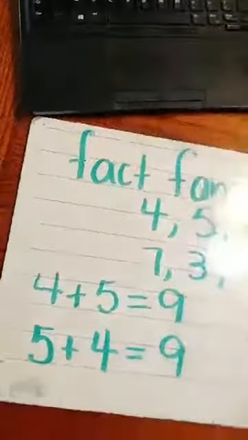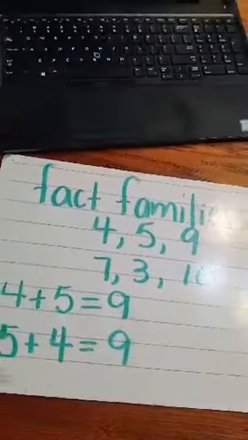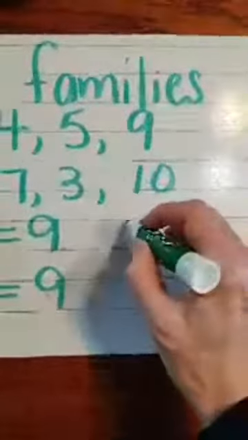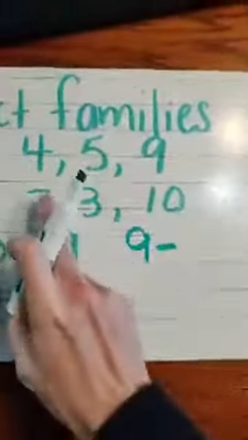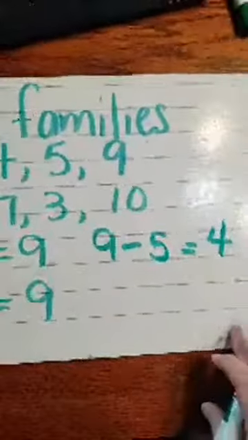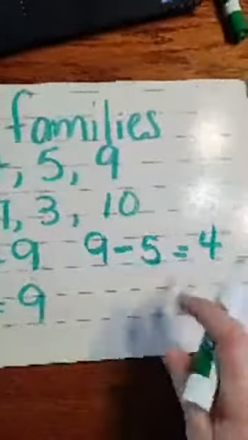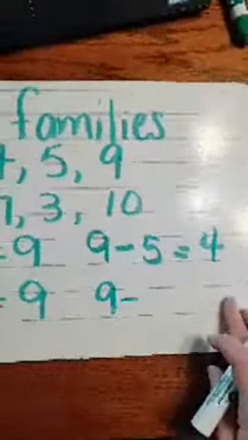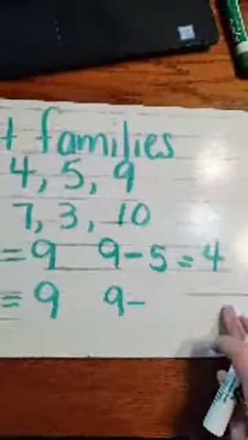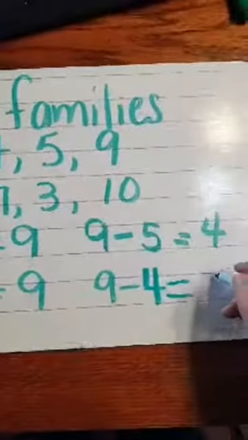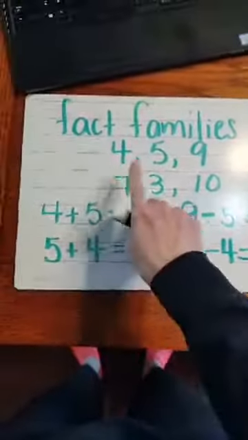Now we need to do our subtraction facts. Okay, so when we do our subtraction facts, we start with the biggest one. Okay, so 9 is our biggest number, and we subtract one of our smaller numbers from it, and we get the other number. Okay, 9 minus 5 is 4. So now for our other subtraction fact, we're going to take 9 again with our biggest. We always have to start with our biggest in subtraction. And then we've already subtracted 5, so let's put 4 this time. And what's that going to equal? You got it, 5.